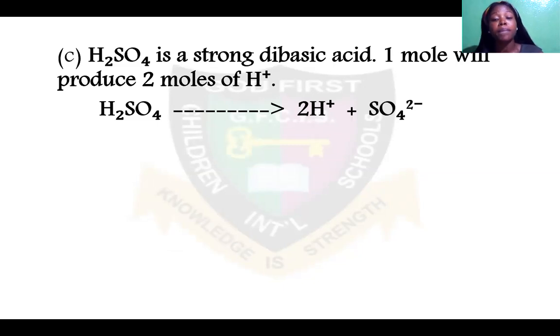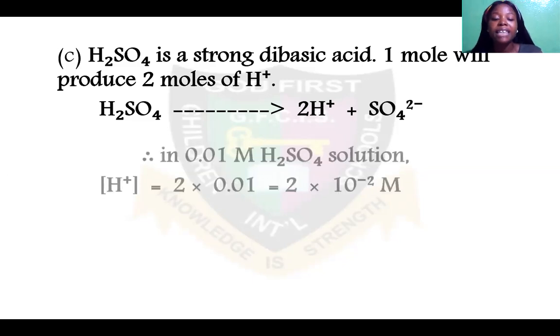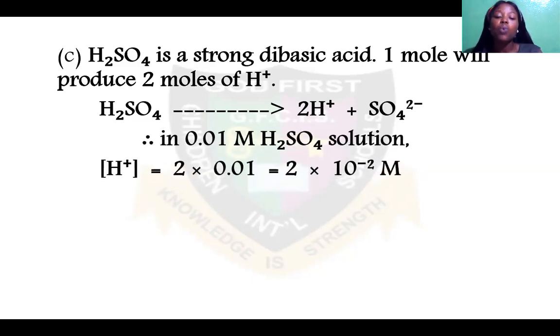Remember, I talked about basicity of an acid, that is the number of replaceable hydrogen ions. So when it ionizes, it produces 2 hydrogen ions, meaning that in 0.01 molar, remember I told you molar means mole per dm³. So in 0.01 molar H2SO4, the hydrogen ion concentration will be 2 times 0.01, which will give you 2 times 10 raised to power minus 2 molar. That's in standard form. Always put your answer in standard form.